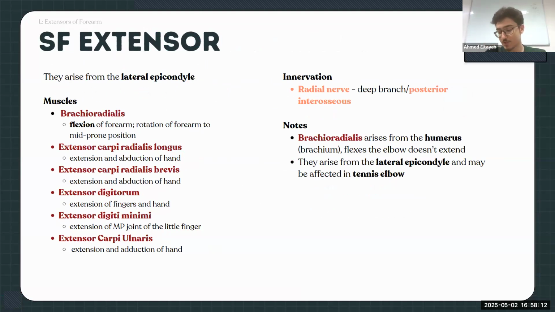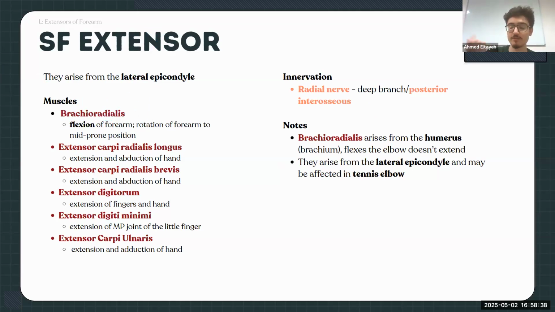Remember how our superficial flexor muscles come from the medial epicondyle? Our superficial extensors come from the lateral epicondyle, except for one, which is brachioradialis. Brachioradialis is a very weird muscle. Why? For 2 reasons. Reason number 1, it's not an extensor, but it's very close to all the other extensors. It's a muscle that actually flexes your forearm.